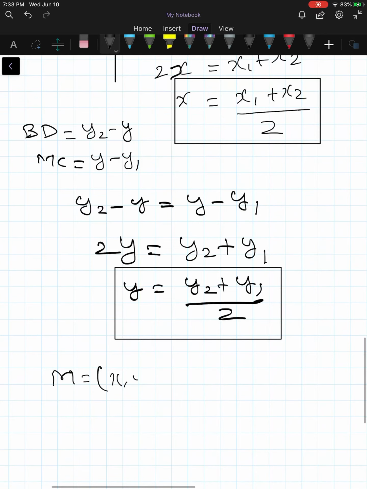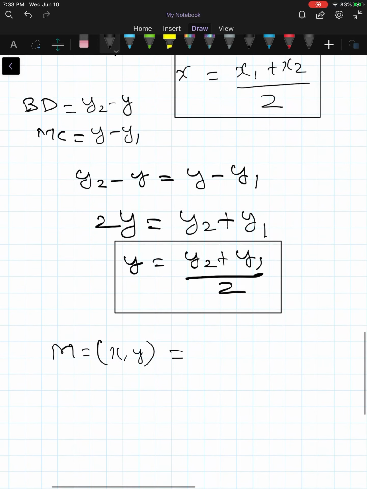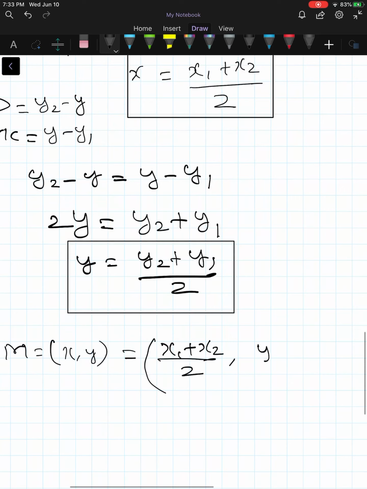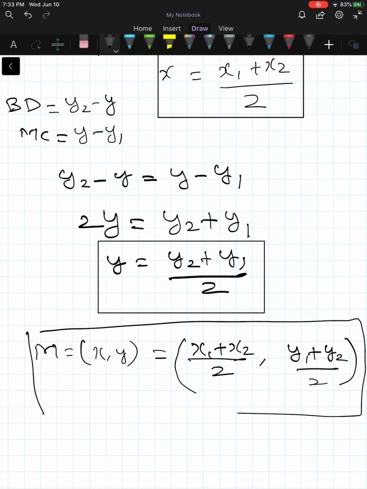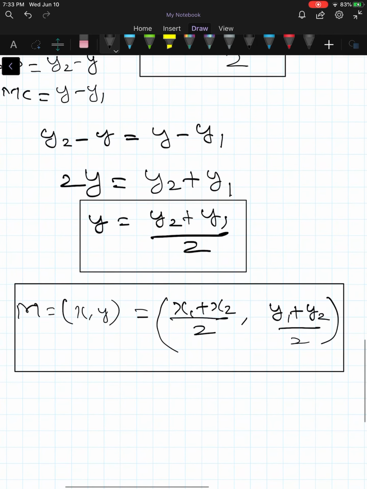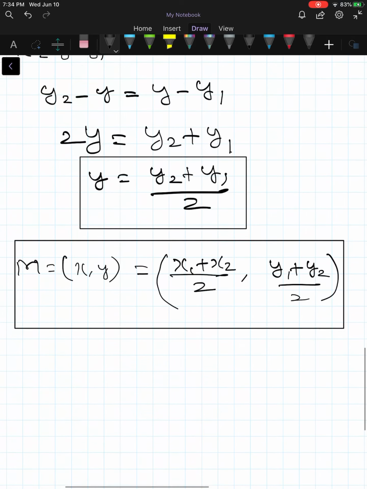So if we have to write M of x comma y, that is nothing but x1 plus x2 divided by 2 comma y1 plus y2 divided by 2. This is our midpoint formula. So if you are asked to find out the midpoint of two ordered pairs or two points on a coordinate plane, we will apply this particular formula.